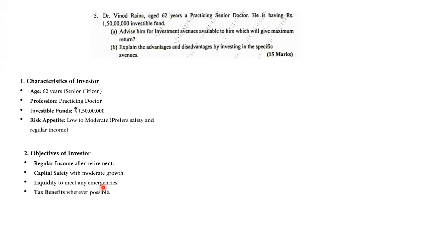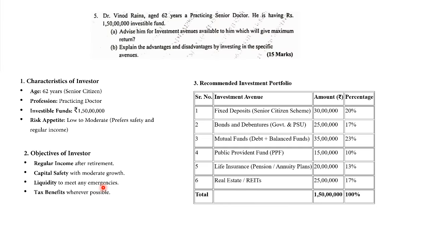He wants stable returns, so try putting less equity. Okay, so this is what the 1.5 crores breakup can be. Fixed deposit, that can be under senior citizen scheme, 30 lakhs. Bond and debenture, 25 lakhs. Mutual fund, 35 lakhs. Provident fund, 15 lakhs. Life insurance, 20 lakhs. And real estate, 25 lakhs. Okay, with the percentages, the total should come to 100% and 1.5 crores.